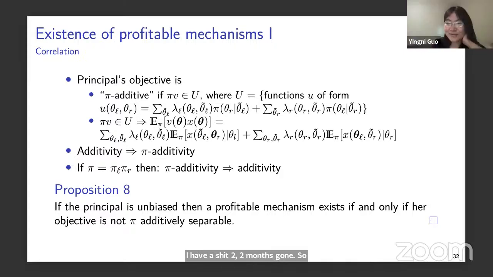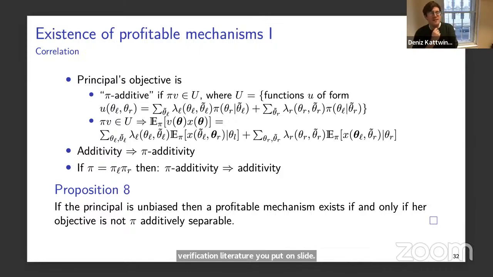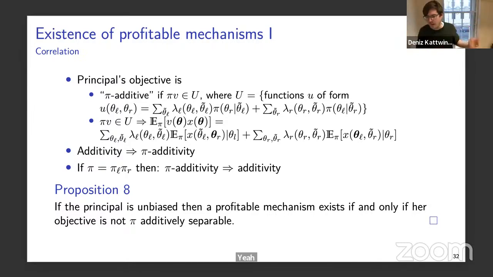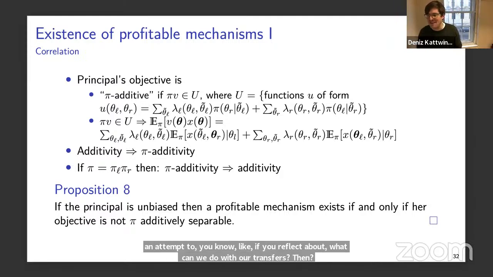I think someone also mentioned this verification literature you put on the slide. I don't think you should put it there, right? Maybe. The reason for that is that we say these problems exist in practice, and verification is often one of the solutions that we don't use. And your paper is another solution that we don't use. And that is what is left, correlation. In some sense, maybe I should be more clear about that. It is really an attempt to reflect on what we can do without transfers. These are the options, and if someone has a new idea, I think that would be great.